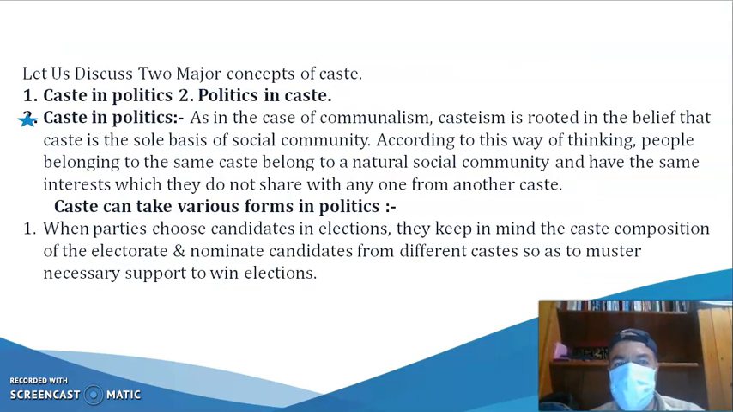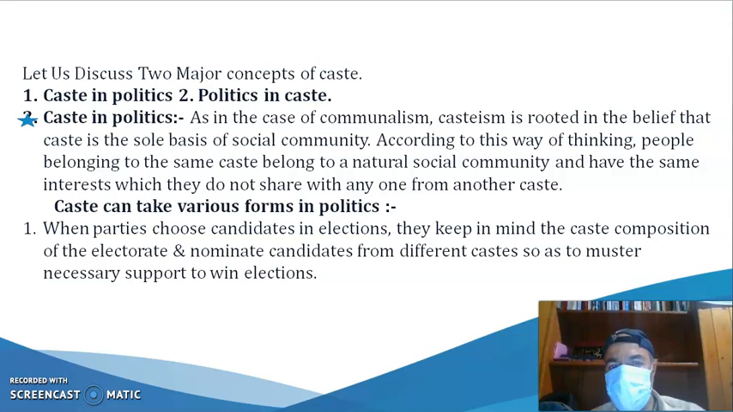Let's discuss two major concepts of caste: caste in politics and politics in caste. Caste in politics: as in the case of communalism, casteism is rooted in the belief that caste is the sole basis of social community. According to this way of thinking, people belonging to the same caste belong to a natural social community and have the same interests which they do not share with anyone from another caste.